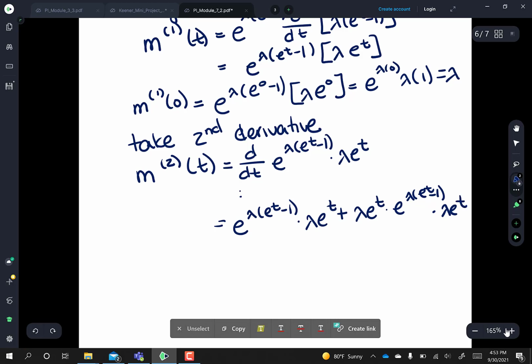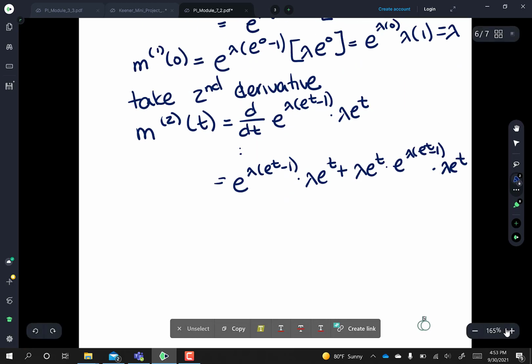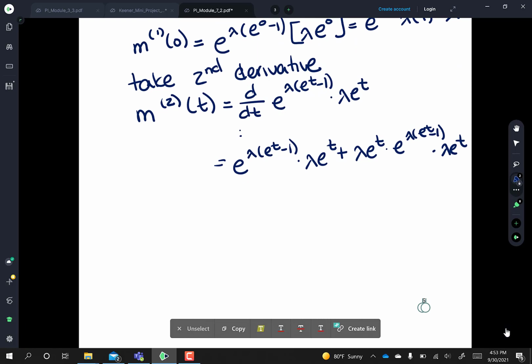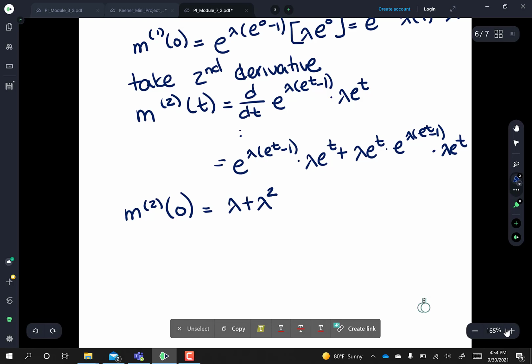And notice there's no need to simplify here, because remember that to get that second moment about the origin, we want to evaluate that second derivative at 0. So once you evaluate that second derivative at 0, you should find lambda plus lambda squared. And you might say, well, wait a minute, that's not what the variance of a Poisson distribution equals. And you're right. But remember that this is the second moment about the origin. In other words, this is equal to the expected value of y squared.